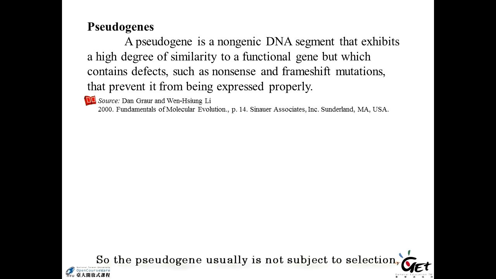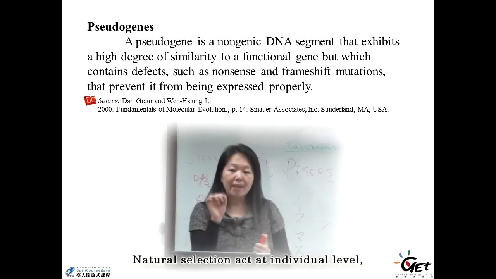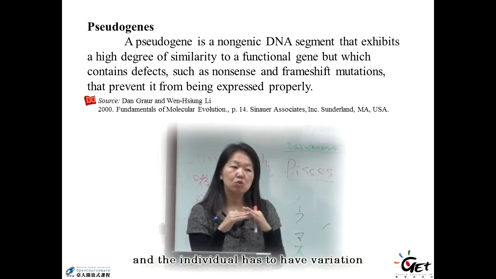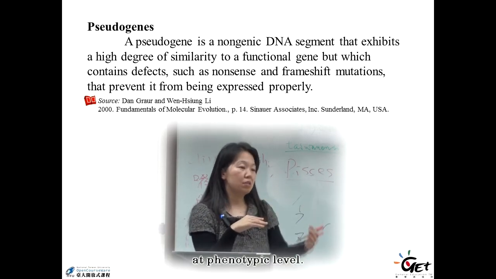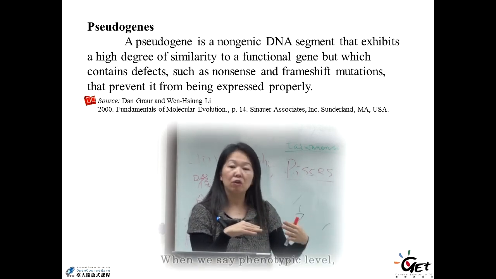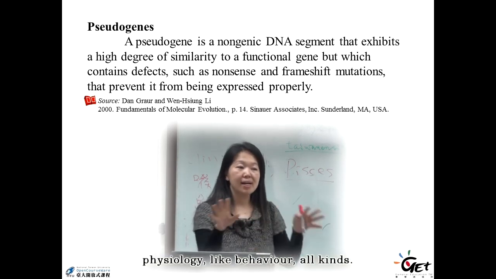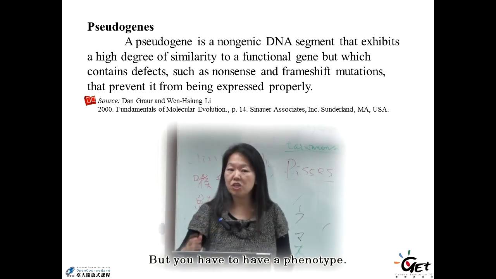The pseudogene usually is not subject to selection because a pseudogene has no function and there's no chance the gene will influence the phenotypic level. So just to remind you what you learned from evolutionary biology: natural selection acts at the individual level, and the individual has to have variation at the phenotypic level. When we say phenotypic level, it could be morphology, physiology, behavior, all kinds. But you have to have a phenotype.